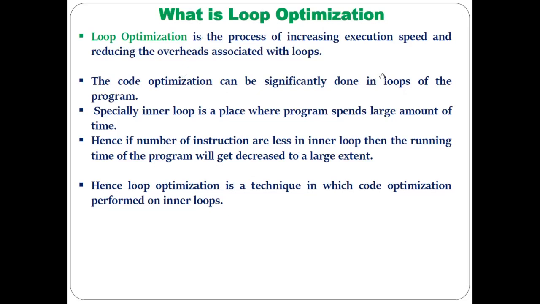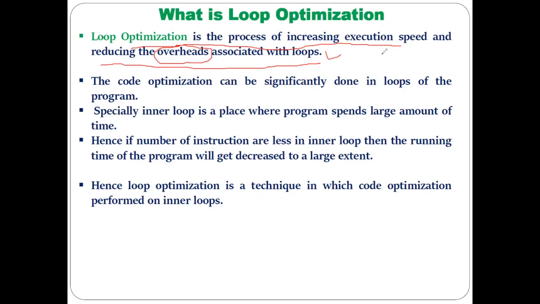Okay, so the same thing I have mentioned here. Loop optimization is the process of increasing the execution speed and reducing the overhead associated with the loops. Now, what do you mean by the overhead associated with loops? What is the meaning of overhead in the case of a loop?